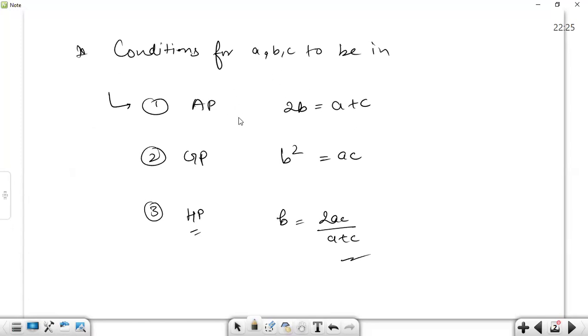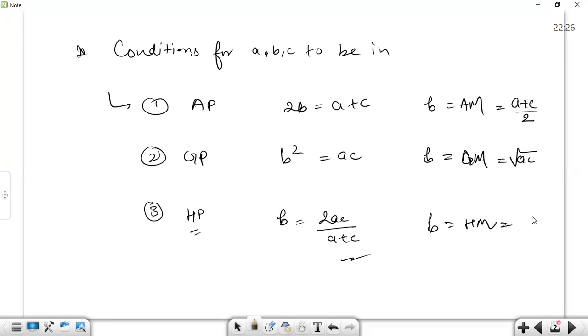Now, if we find the B in AP, the middle term in GP, the middle term in harmonic progression, then this B will be equal to the arithmetic mean. Here, this time geometric mean, this time harmonic mean. So what is arithmetic mean? A plus C divided by 2, square root of AC, and 2AC divided by A plus C, when there are two terms. Otherwise, the arithmetic mean of n terms is the sum divided by the number of observations.